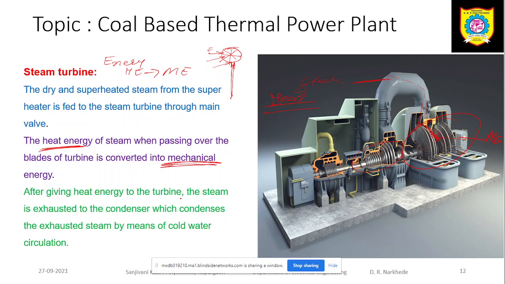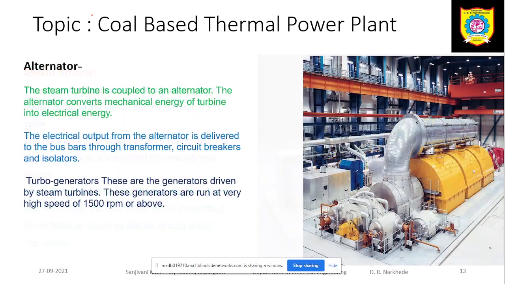After giving heat energy to the turbine, the steam is exhausted to the condenser, which condenses the exhausted steam by means of cold water circulation. When its work is done, the steam makes an impact here and then it is released. We are not going to release that steam into the atmosphere. We are going to collect it and send it to the condenser, where it is condensed. After condensation, we feed it again to the feed water system.